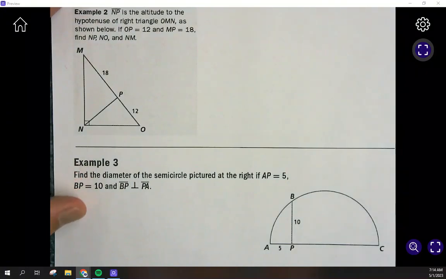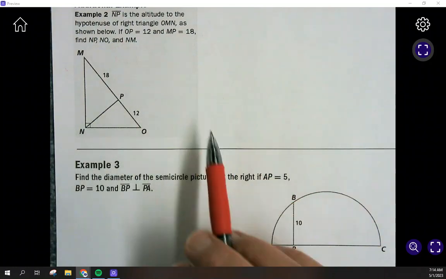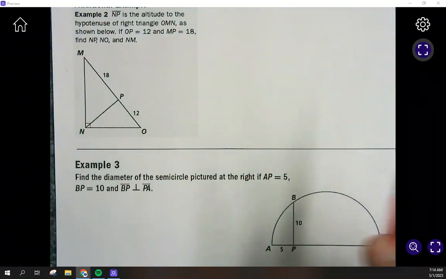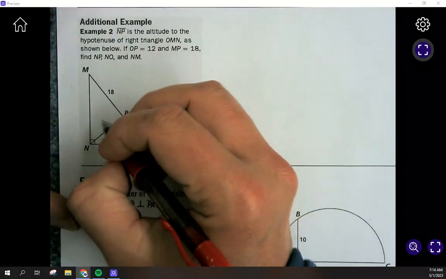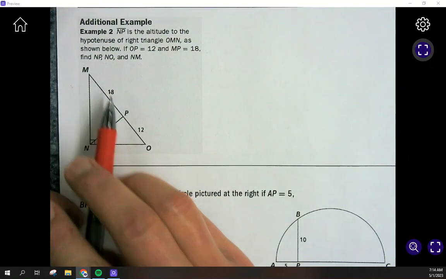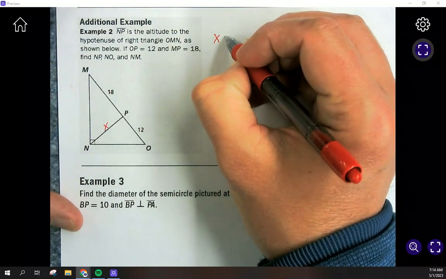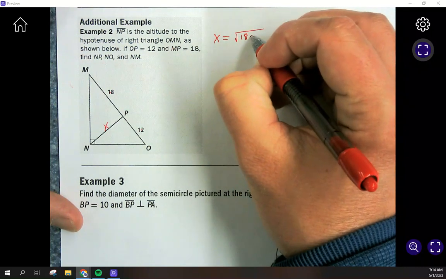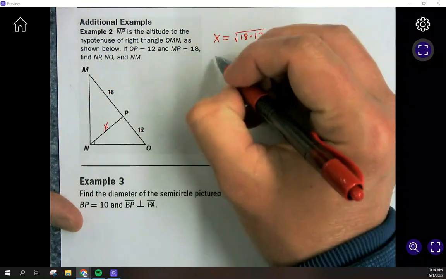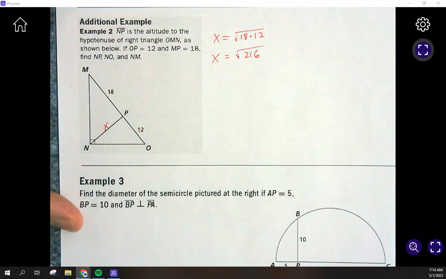All right, the additional example here is exactly the same. If you're watching the video, I would recommend you pause it, try it, and then see how you did. Okay, so I'm going to go ahead and start with the altitude here, which again comes from these two pieces, the geometric mean of those two. So x is going to equal the square root of 18 times 12. Okay, 18 times 12 comes out to 216.